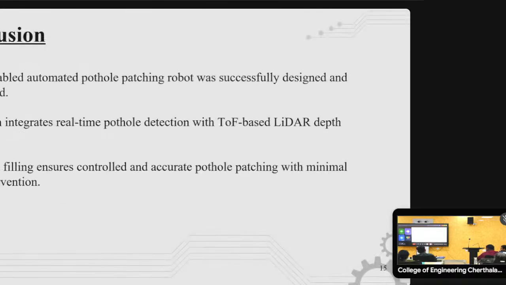So the conclusion is that the IoT-enabled pothole patching robot was successfully developed, and the system integrated real-time detection with TOF-based LiDAR estimation. The automated filling enables the accurate patching with minimal human interferences.